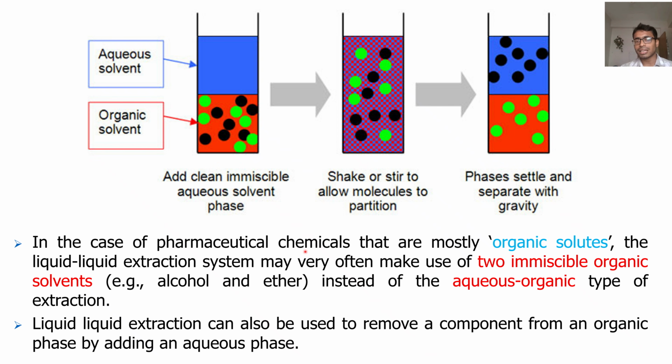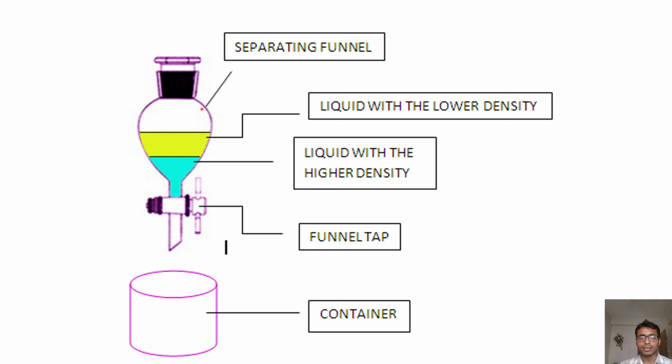In the case of pharmaceutical chemicals that are mostly organic solutes, the liquid-liquid extraction system may very often make use of two immiscible organic solvents instead of an aqueous-organic type of extraction. Liquid-liquid extraction can also be used to remove a component from an organic phase by adding an aqueous phase. You can see here we sometimes use a separating funnel for separating the compound: liquid with the lower density, liquid with the higher density, then the funnel tap, then the container. They would be separated, and both of them would be isolated using the container.